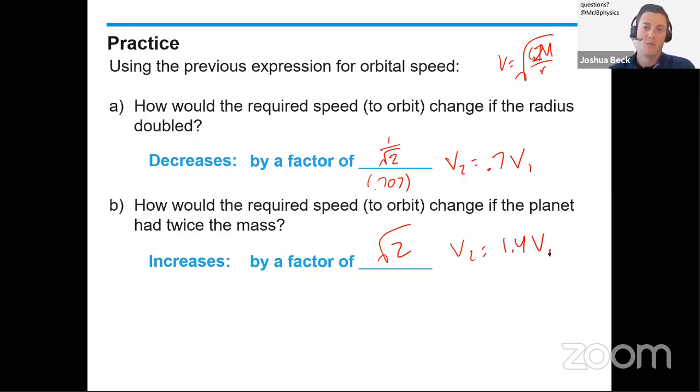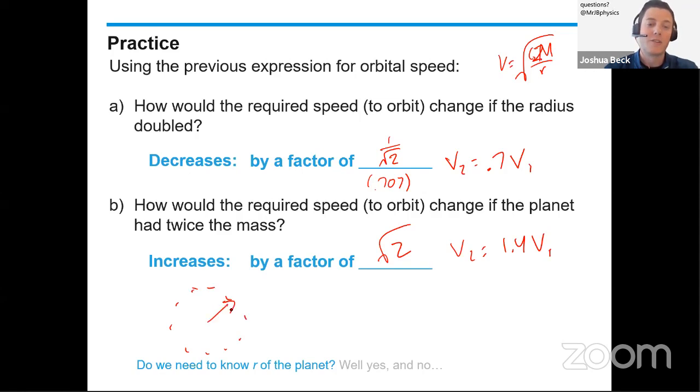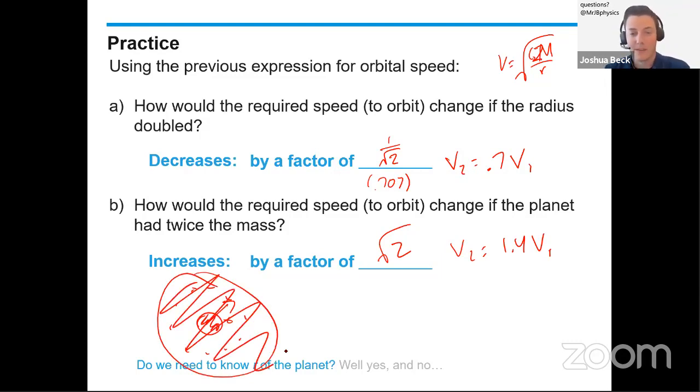If we change one variable, what could change with the other? Now, in this problem, when I switched to the new planet, did I need to know the radius of the planet? Yes and no. No, I don't really need to know the radius of the planet. It's not part of my calculation. All I really need to know is if this is the orbit that I'm trying to create, planets this big, well, then obviously I can't orbit inside that planet. So no, we don't really need to know the radius of the planet as long as it's inside that orbital radius.